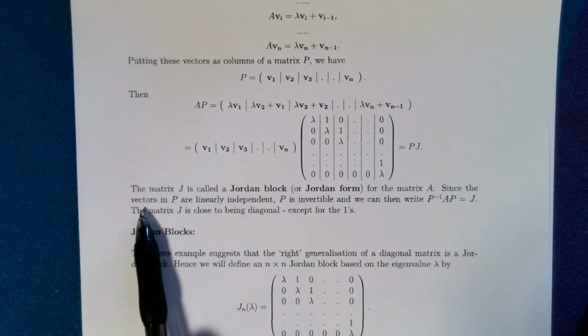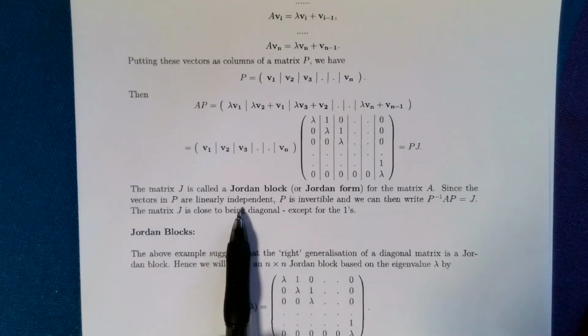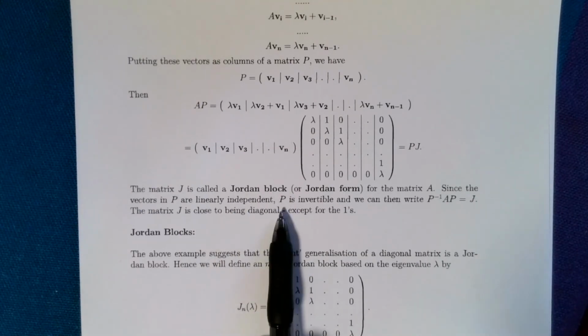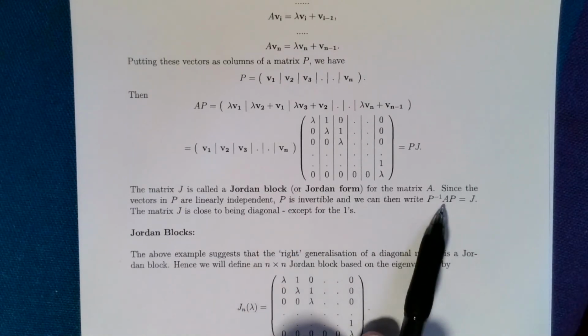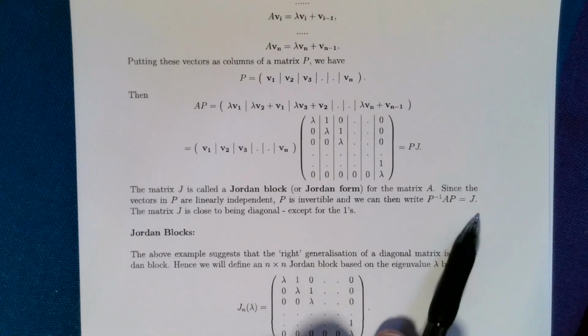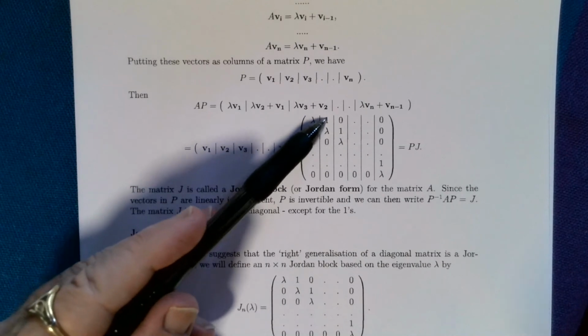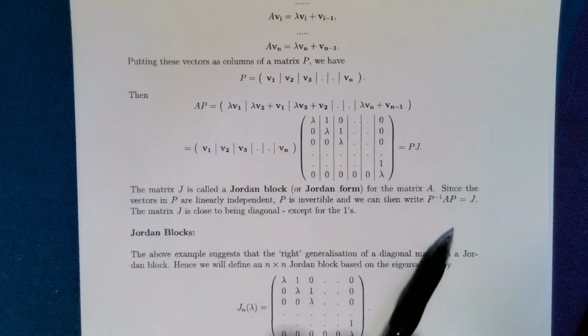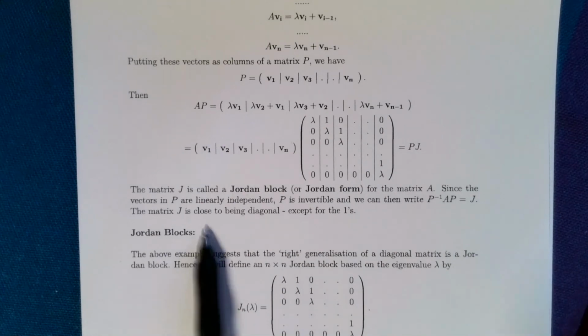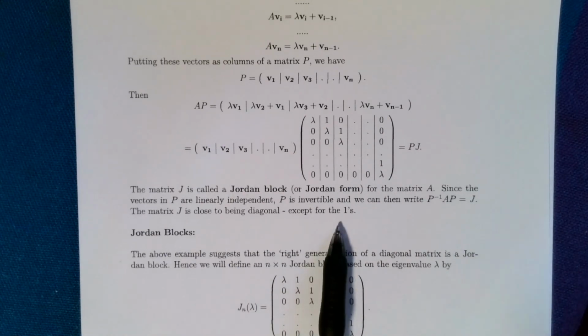Now, since the vectors v1 up to vn we assumed were linearly independent, that means this matrix P is invertible, and so we can write P inverse AP as J. So it's almost diagonal, except we've got ones floating above the lambda on the main diagonal. So it's very close to being diagonal, except for the ones. So this Jordan form, this Jordan block, is going to be the analog for a diagonal matrix, and this P matrix is going to be the analog for our matrix of eigenvectors.